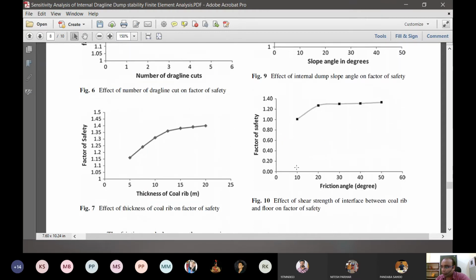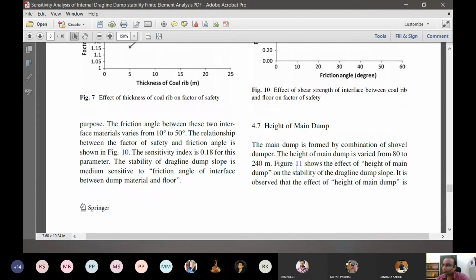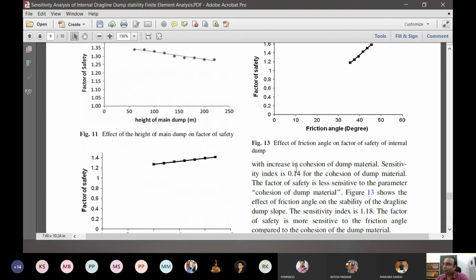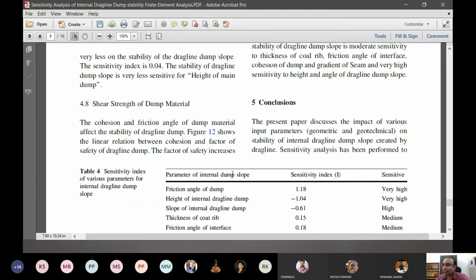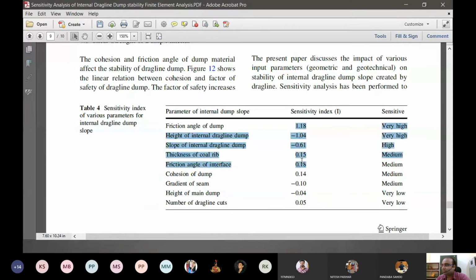So all this analysis was done for each and every parameter, and for each parameter we found the sensitivity index. So sensitivity index was found in this fashion. And if you see how the grading is done, it is basically done on the basis of what is the value. So negative value doesn't mean it has low sensitivity. It just basically, as I said, means which direction it goes. So it is negatively affecting it or positively affecting it. So if we increase the friction angle of dump, obviously there will be a higher factor of safety, and it is affecting it a lot.